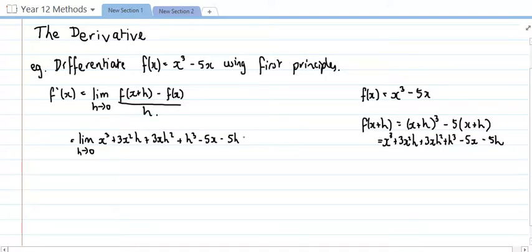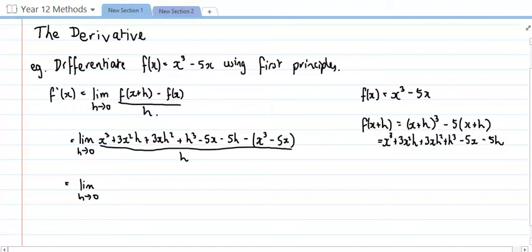Now I need to take away f of x, which is x cubed minus 5x. Notice I've put that part in brackets just because there is a risk that expanding out the brackets I could stuff up one of the signs some way. So that's going to be the limit as h approaches 0 of, now notice here we've got x cubed minus x cubed, so those two terms will cancel each other out. And likewise I've got a minus 5x minus 5x, which makes it plus 5x. So again, these two terms will cancel each other out.